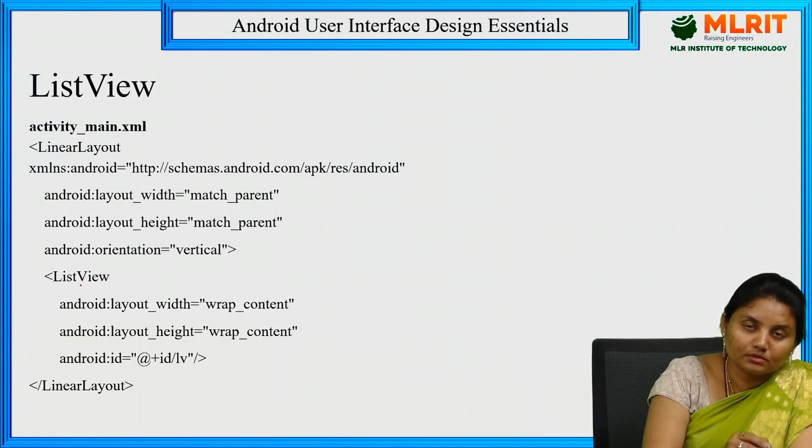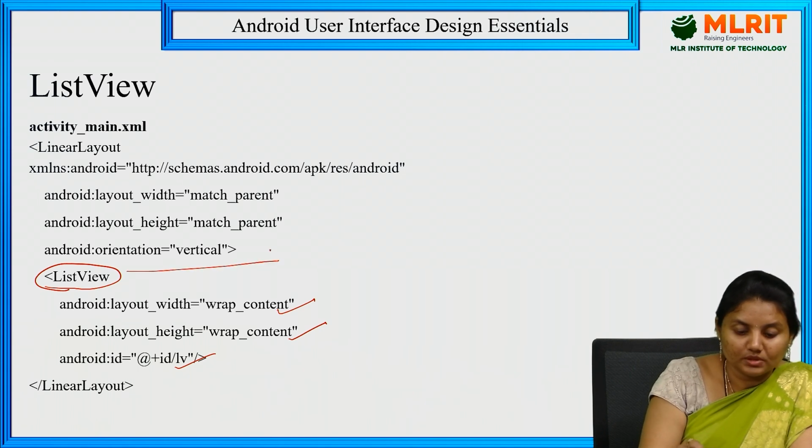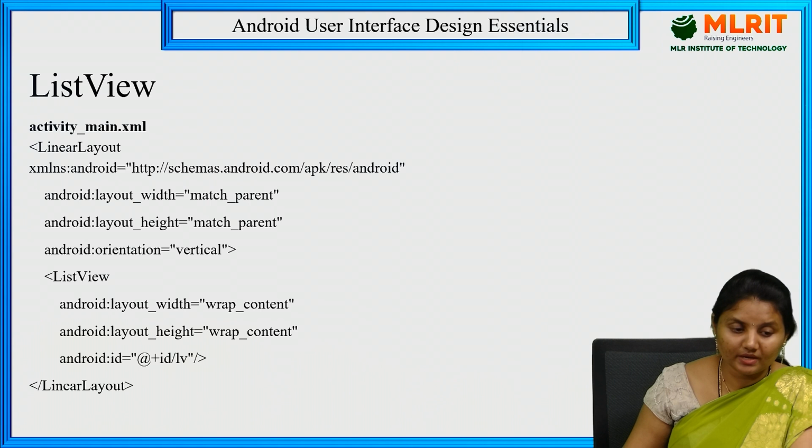Similar to the scroll view, you have a list view. So the list view is here, with layout width wrap content, layout height wrap content, and we have given the Android ID. This simple list view is used to print items vertically, one after the other.